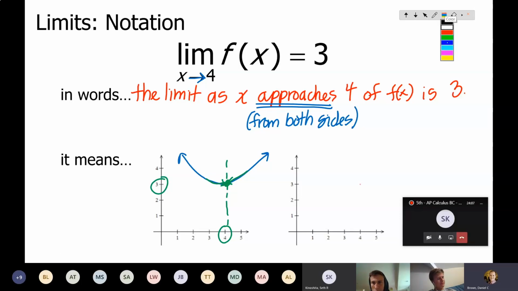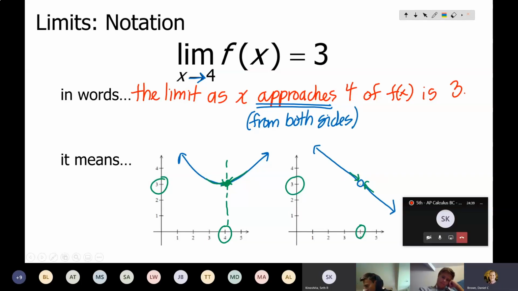For example, this graph would also have a limit as X approaches 4 is equal to 3. If I just draw a straight line and I put a hole there, this one would also have a limit as X approaches 4 is equal to 3. So again, as X gets closer and closer to 4, looking on the left and the right hand side, we can see that the graph is getting closer and closer to the Y value of 3. Is it equal to 3 exactly? No, there's a hole there, but the limit is just concerned about what it is approaching on both sides.